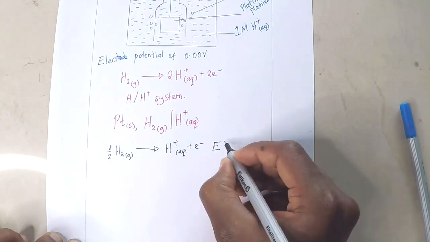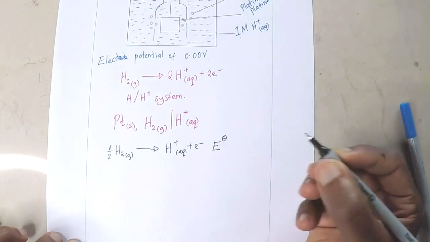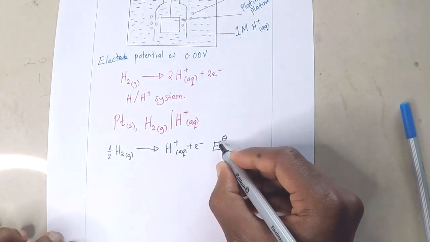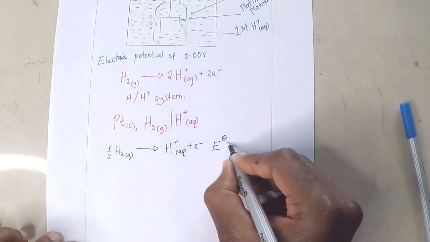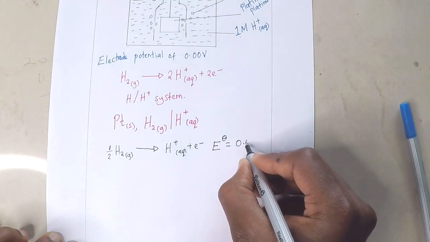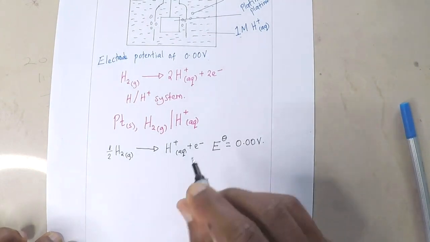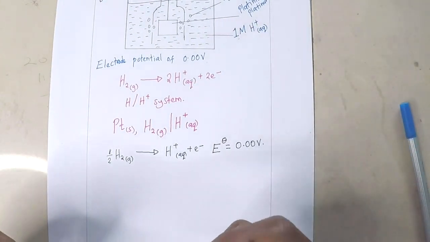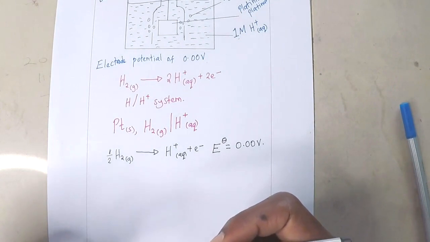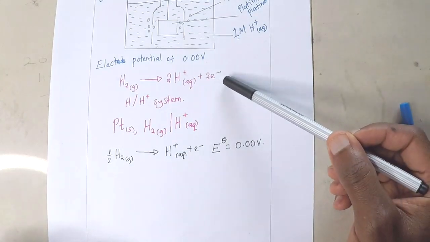Electrode potential, which is represented by E theta. E theta is showing us that this is the electrode potential under standard conditions, is equal to 0.00 volts. The standard electrode potential of any element versus its element ions half cell is taken as the difference between the potential of that element with that of the hydrogen half cell.